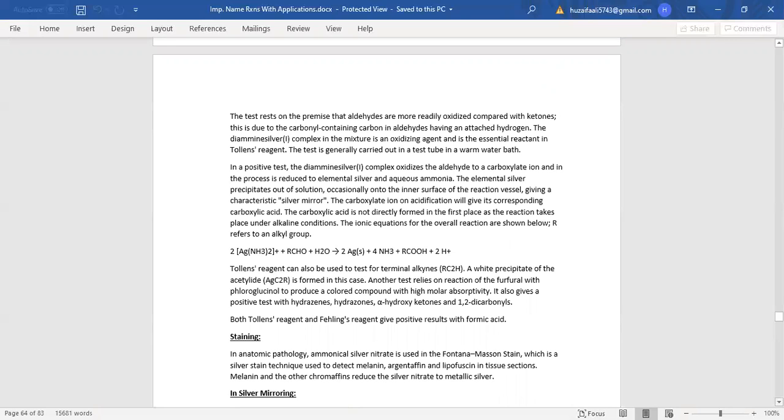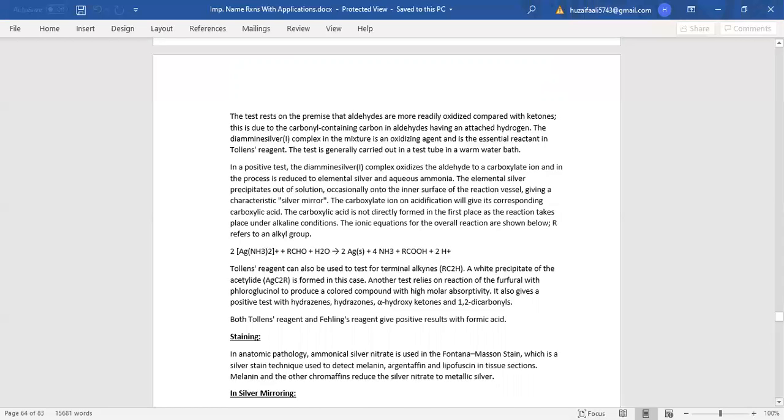In a positive test, the diamine silver complex oxidizes the aldehyde to a carboxylate ion and in the process is reduced to elemental silver and aqueous ammonia. The elemental silver precipitates out of solution, occasionally onto the inner surface of the reaction vessel, giving a characteristic silver mirror. The carboxylate ion on acidification will give its corresponding carboxylic acid. The carboxylic acid is not directly formed in the first place as the reaction takes place under alkaline conditions.